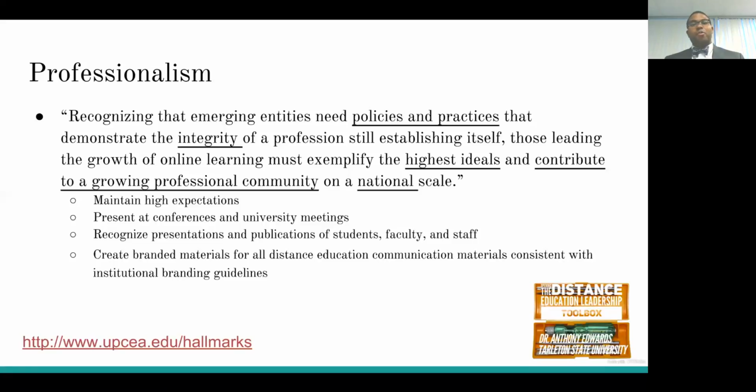And also, you can create branded materials for all of your communication, whether internal or external. Maintain the institutional branding guidelines, but have things that look very nice as they're presented, with some standardization to them, so people know when things are coming from you or from your department.